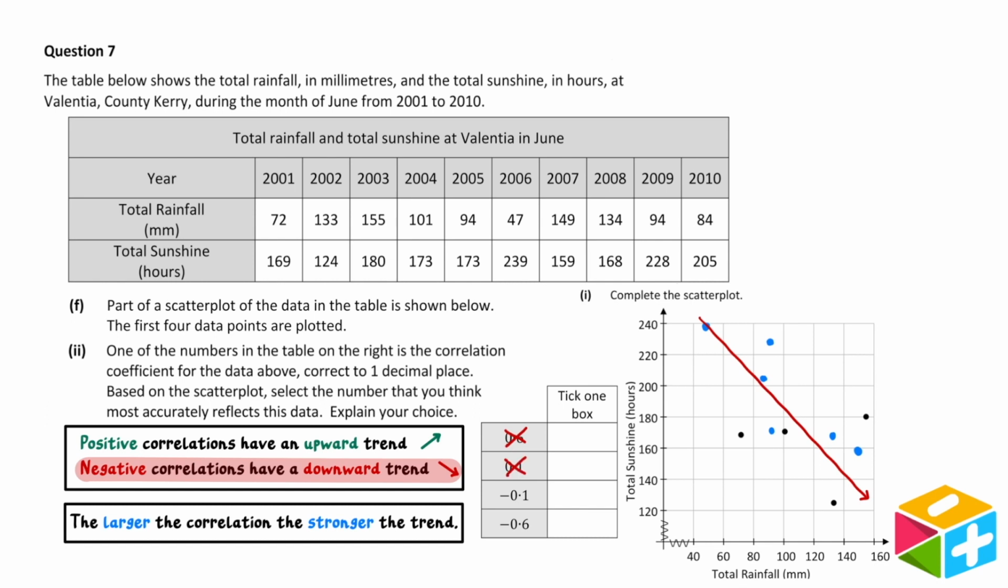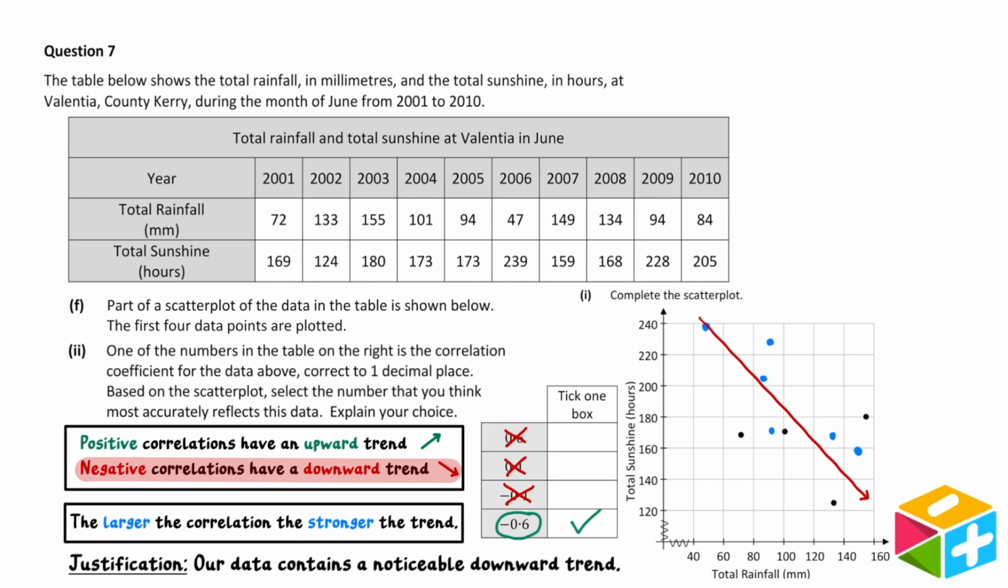A correlation coefficient of 0 means that there's no relationship or trend between our two quantities. Correlations which are close to 0, such as minus 0.1, mean that there's almost no trend at all, and if there is one, it will be very difficult to notice. Since our data does contain a noticeable downward trend, we can rule out the minus 0.1. So our answer here is minus 0.6. Our justification here is that our data contains a noticeable downward trend.